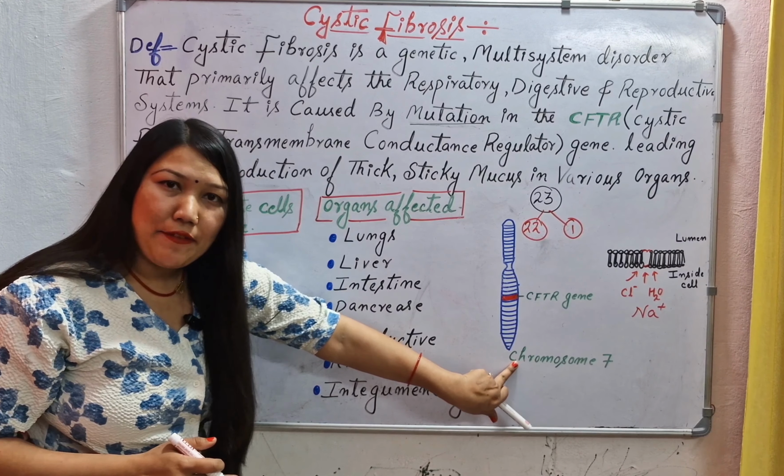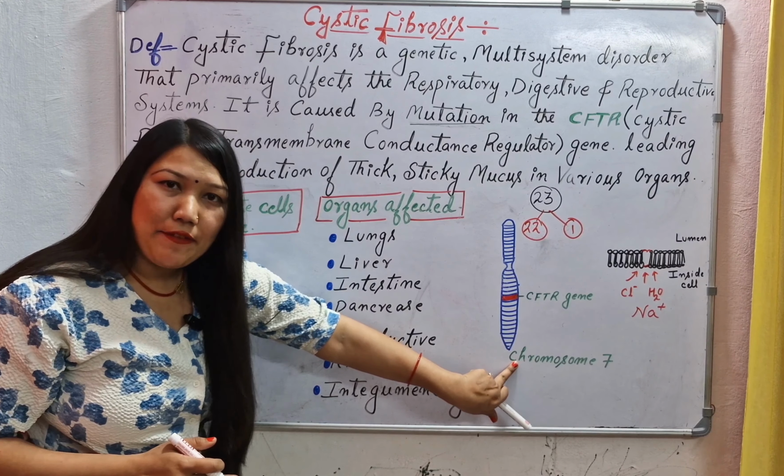Next we have the liver. The liver will not be able to digest fat properly, and in the stool we can see steatorrhea in the patient. Next we have the intestine. The patient will have difficulty passing stool. Next we have the pancreas. The pancreatic enzymes or juices will not be released properly from the pancreatic duct, and the food will not be digested properly.